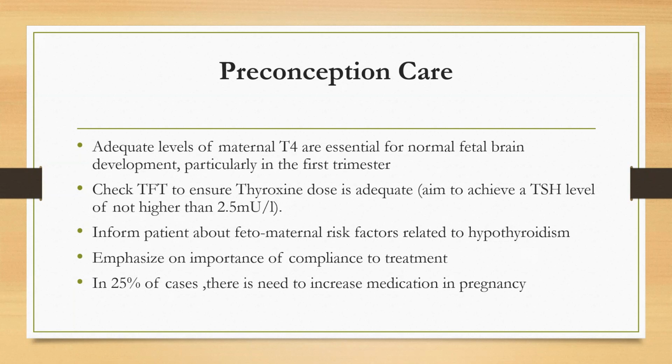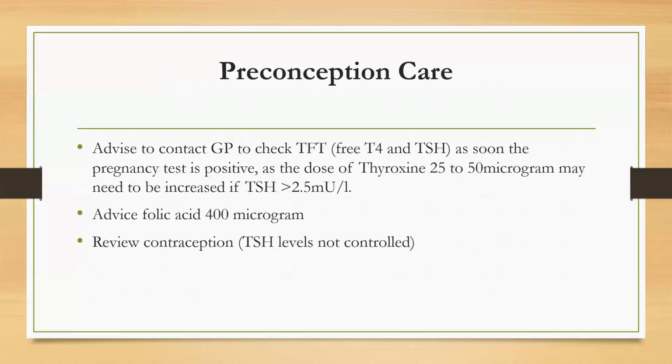Check TFTs, thyroid function tests, to ensure the thyroxine dose is adequate. Aim to achieve a TSH level of not higher than 2.5 milliunit per liter. Inform the patient about fetal-maternal risk factors related to hypothyroidism, and emphasize the importance of compliance to treatment. In any maternal condition, emphasis on compliance is very important. In 25% of cases, there is a need to increase medication in pregnancy. Advise the patient to contact the GP to check TFTs, free T4 and TSH as soon as the pregnancy test is positive, as the dose of thyroxine may need to be increased by 25 to 50 microgram if TSH is more than 2.5.